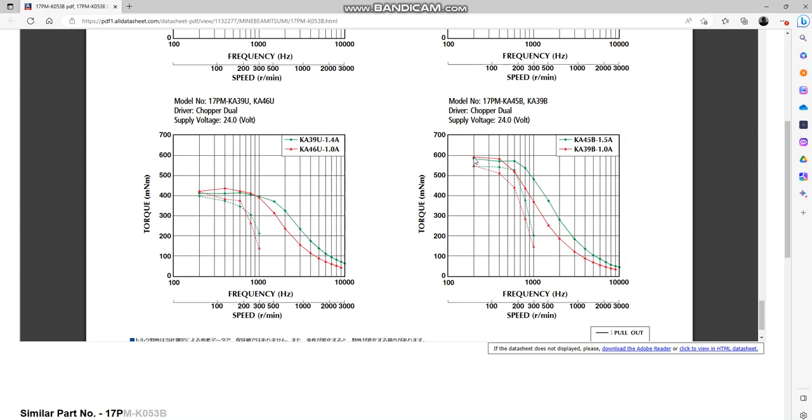So the maximum torque would be around 600 millinewton meters at a rated current of 1 ampere. So divide 600 millinewton meters by 1 ampere and you'll get the torque constant.